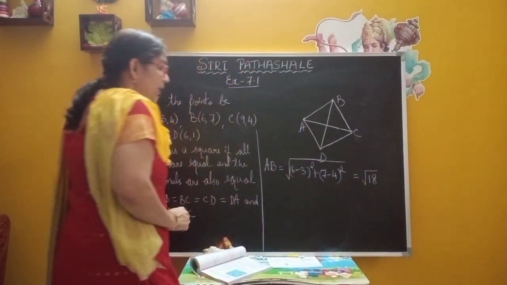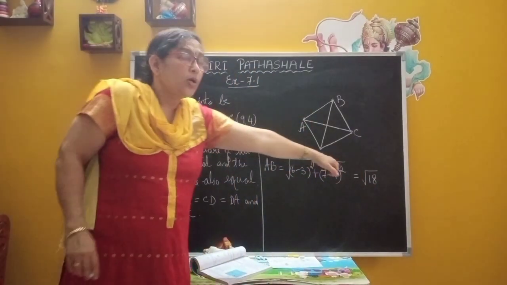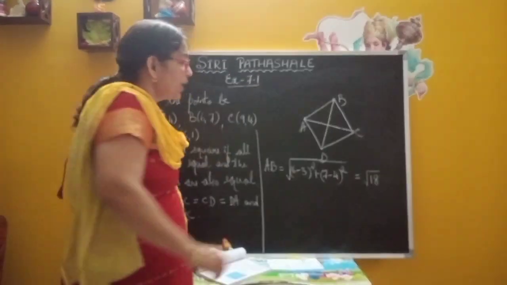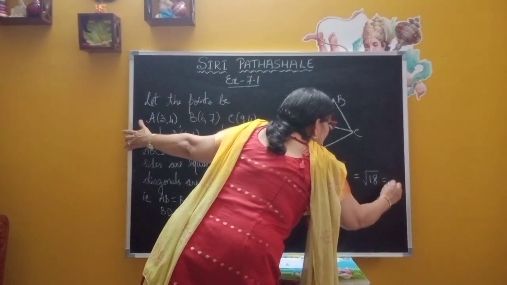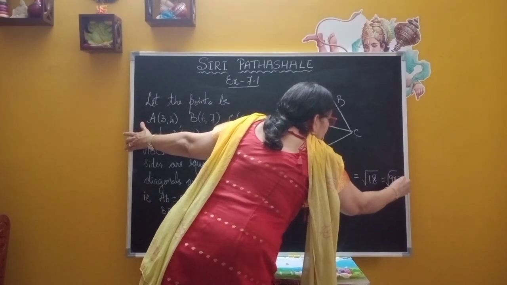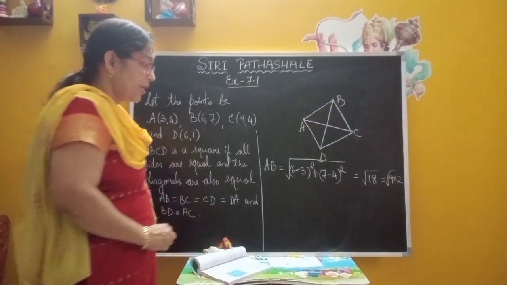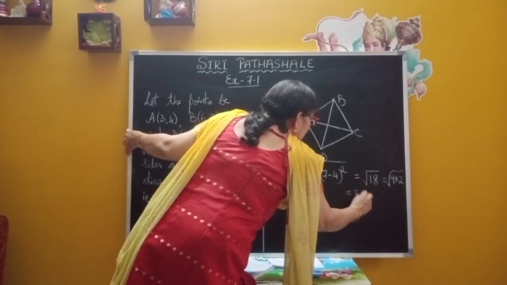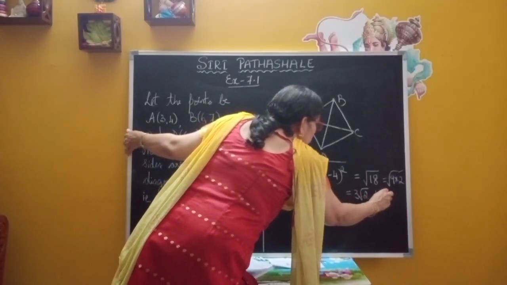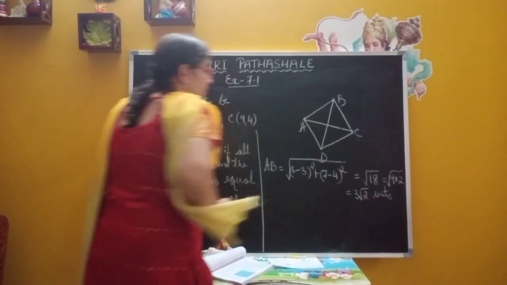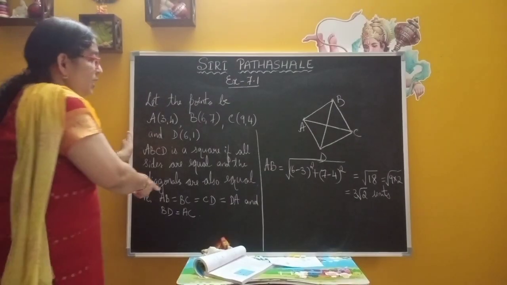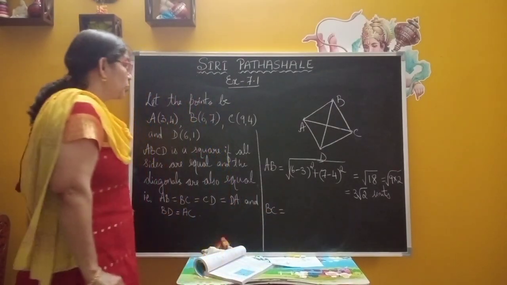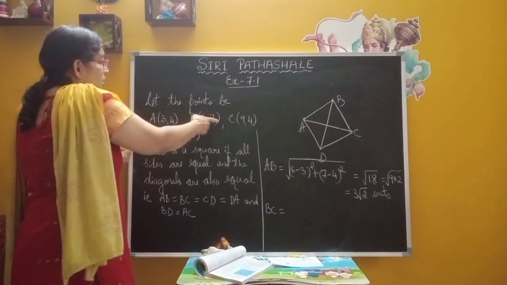Square root of 18. Okay, so how can we write the square root of 18 now? 9 2s are 18, so the square root of 18 is the square root of 9 times 2. The square root of 9 is 3. So it is 3 root 2 units.